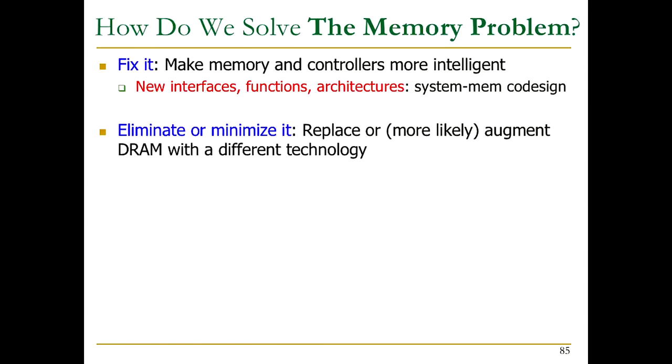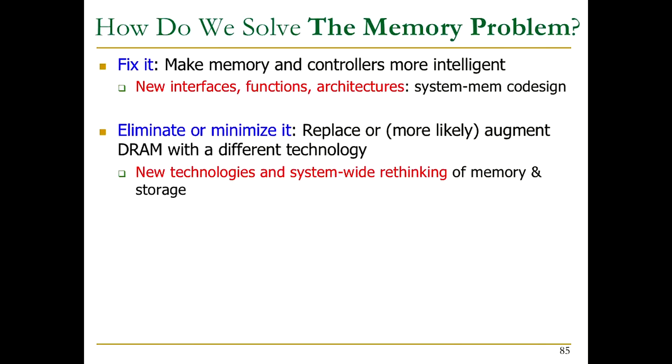If we can come up with some other technology that doesn't have these issues, wouldn't it be nice, right? And people actually sought that for a long time. And other people said good luck all the time. This is always a tough problem, coming up with a new technology. But today, we may actually have some technologies like phase change memory, MRAM, magnetic memory, and memristors you may have heard of, which we will also talk about in a later lecture. But this can actually enable system-wide rethinking of how we design memory and storage.